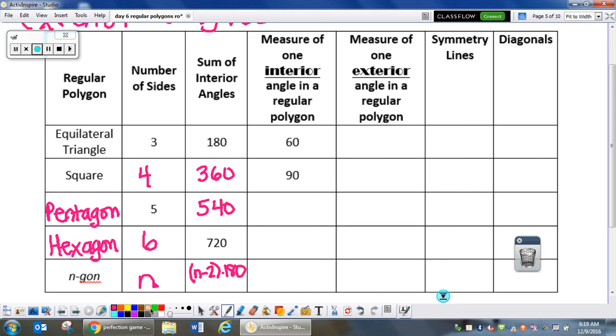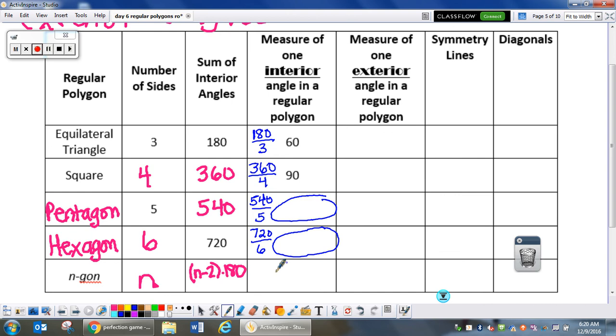So then if you're looking at the measure of one interior angle of an equilateral triangle, one angle is 60 degrees. You get that by taking the sum and dividing by the number of sides. 360 divided by 4, so each angle in a square is 90 degrees. Each angle in a regular pentagon, you should be able to figure this one out: 540 divided by 5. And that's going to give you your angle measure. So you're going to need to fill that in. And then the hexagon, same thing. You need to do 720 divided by 6. And obviously I would fill that in on your chart.